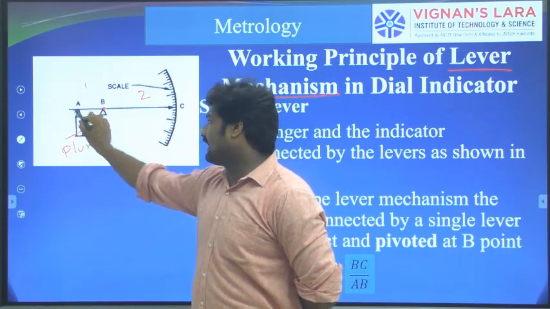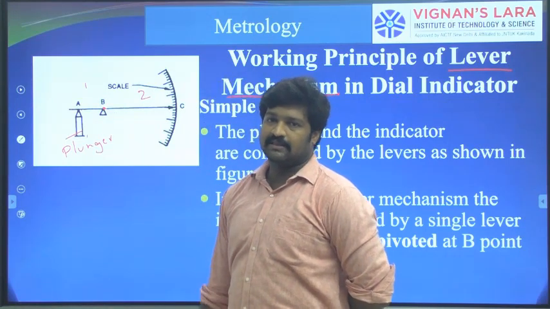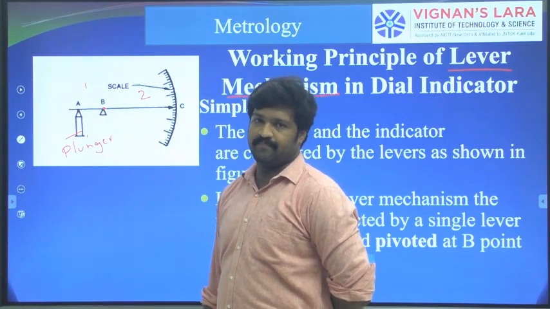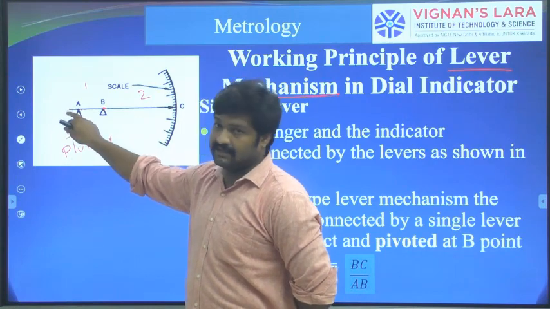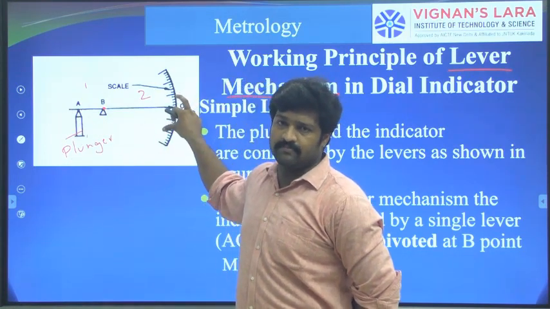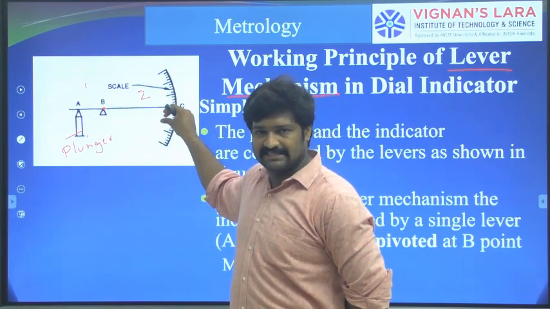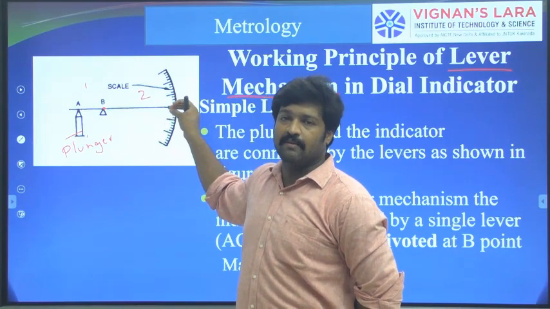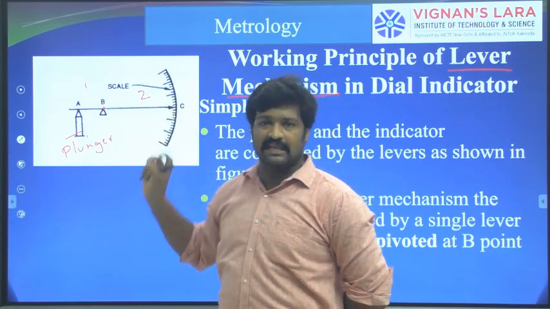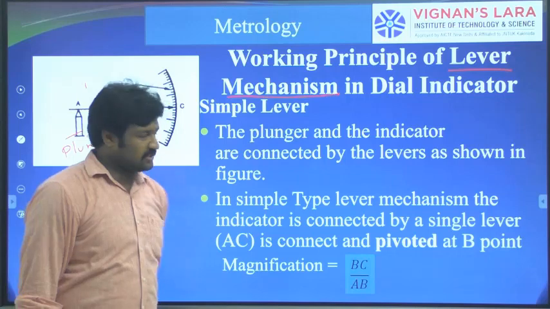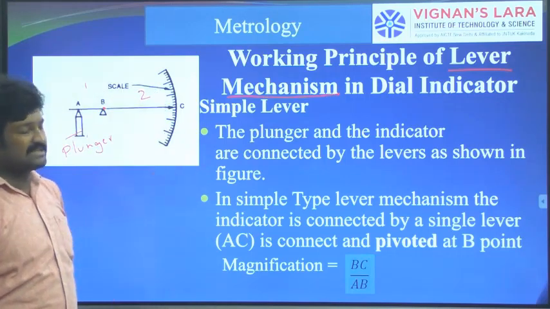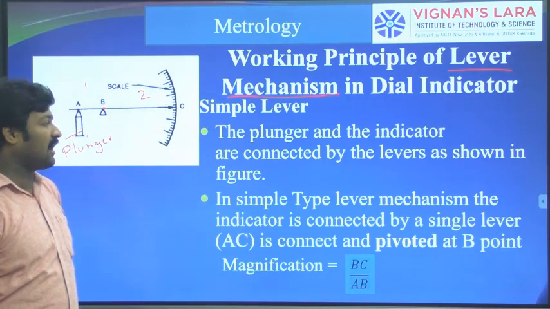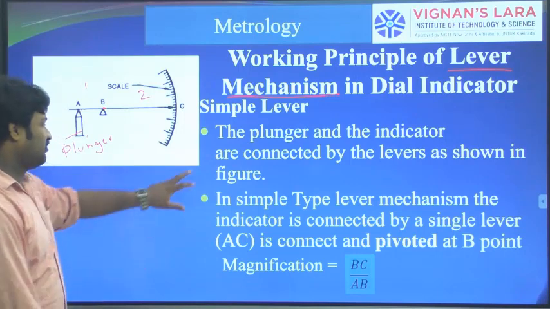So here the length is varied. Due to that, the magnification takes place. Here 1 mm movement can be shown as 2 mm. So the value is magnified, and by means of this magnification we can clearly identify the variation. So, a simple mechanism. The plunger and the indicator are connected by levers as shown in the figure.